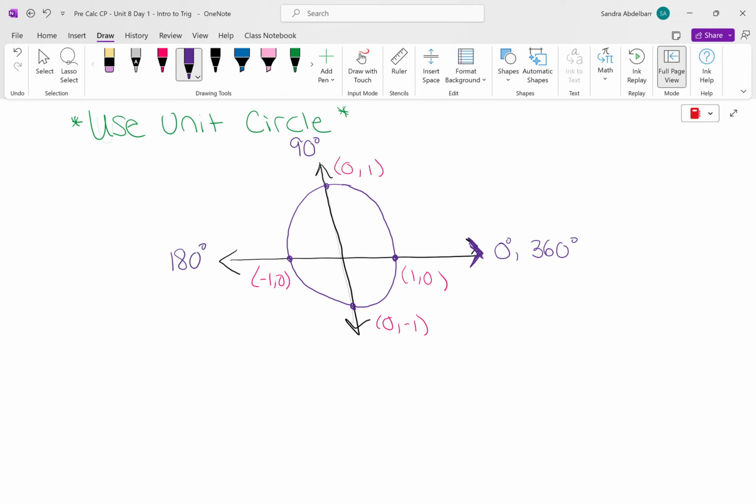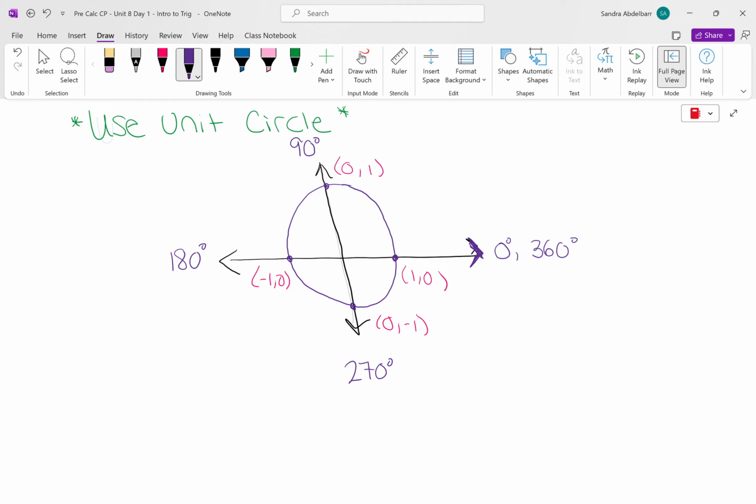And then from 0 all the way to the negative y-axis will be how many degrees? 270. You want to memorize this. You want to memorize every part of this. You want to memorize the 0, 360, the 90, the 180, the 270, and you also want to memorize the points on the unit circle, the 1, 0, 0, 1, negative 1, 0, 0, negative 1. You want to memorize that whole idea of this.